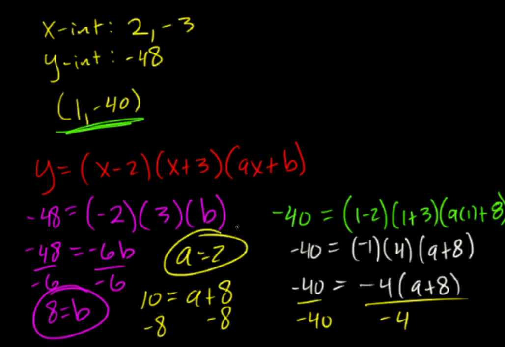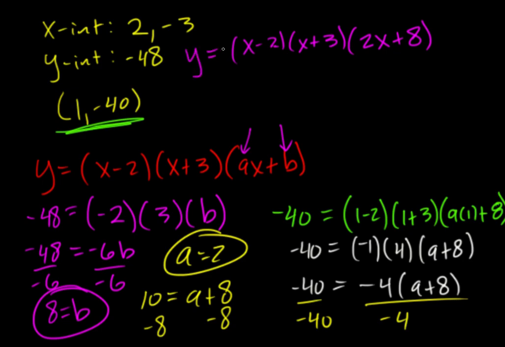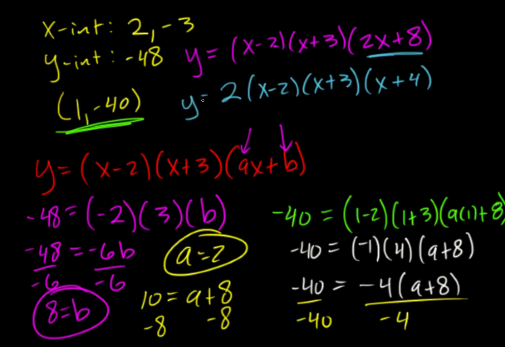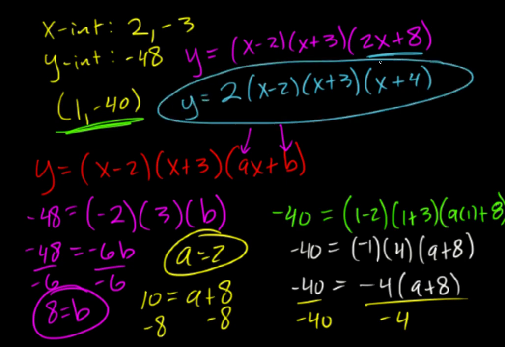Okay. And so if we do that, we can replace both of these. We get (x minus 2)(x plus 3)(2x plus 8). Now, if we want to write it completely factored, we can factor out a 2 right here. So put the 2 out there. If we take out a 2 here, it's just x. Take out a 2 here, it's 4. So there's our final equation.